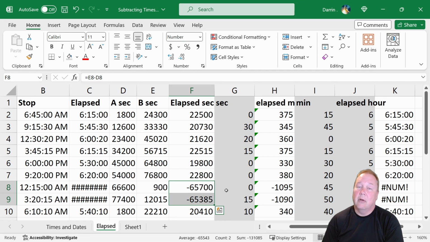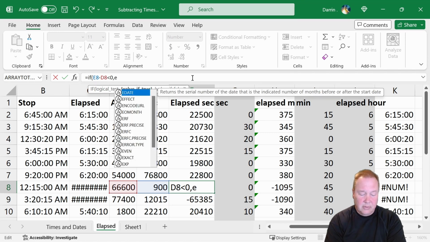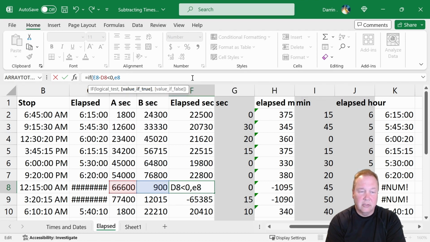So how do we change it? Well, easy way to change that, let's come up here and do if E8 minus D8 is less than 0, then this equals E8 minus D8 plus how many seconds are there in a day?